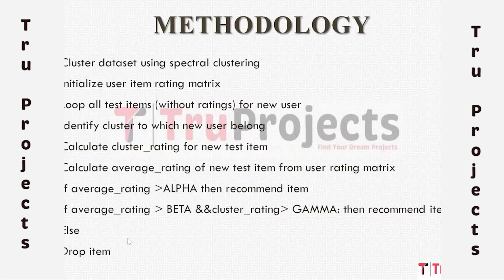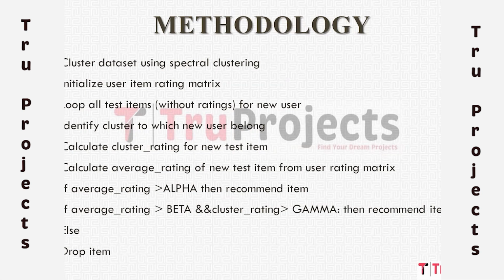Methodology. To implement this project, we have designed the following modules. The first module is cluster dataset using spectral clustering. Spectral clustering is a technique used to partition a dataset into groups or clusters based on the similarity between data points. In this step, the dataset of user-item interactions is clustered using spectral clustering. Each user is associated with a cluster, and this clustering is based on factors such as their item preferences, behaviors, or other relevant features.